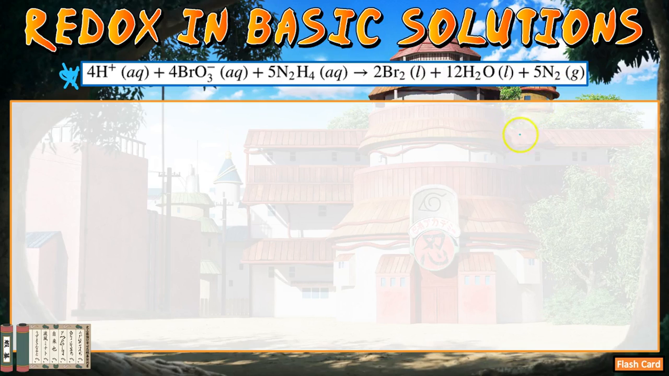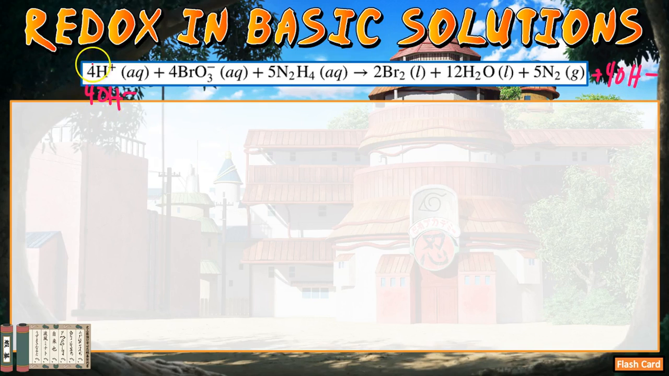All we would need to do is neutralize the H plus, okay? So in order to neutralize H plus, we are going to add OH minus to both sides. How much OH minus depends on how much H plus we have. So here we have 4H plus. That means we're going to add 4 OH minus to the reactant side, and we're going to add 4 OH minus to the product side. Whatever you do to one side, you have to do to the other, right?